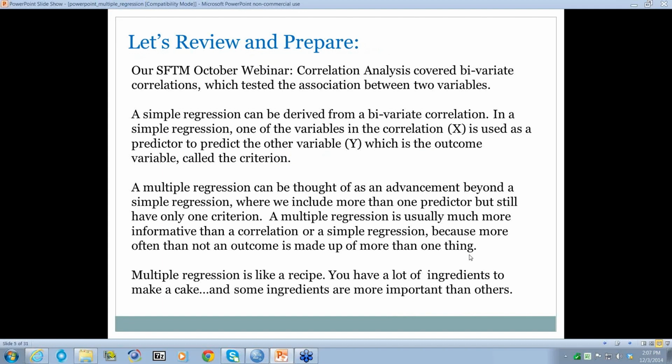or the criterion variable. A multiple regression can be thought of as an advancement beyond a simple regression where we include more than one predictor, but we still have only that one outcome, only that one criterion. So all the predictors are added up in some way to come to that score or the outcome measurement of the criterion. A multiple regression is usually much more informative than a correlation or a simple regression because more often than not, an outcome is made up of more than one thing. I think of it like a recipe. You have a lot of ingredients to make a cake. Some ingredients are more important than others. And so we're going to make our own little cake today.